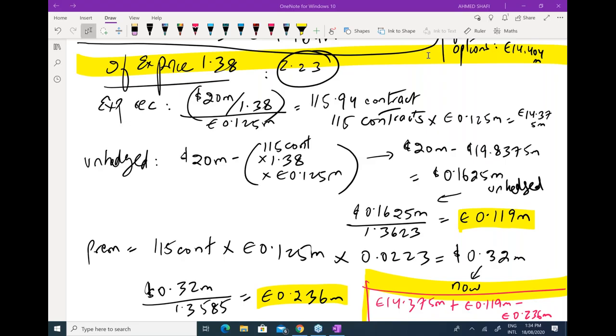Overhedging will happen if you take it on the higher side. Instead of 115.94, if you take 116 contracts, that means you're overhedging, and then you need to change the sign in the formula. So better use the underhedge technique.